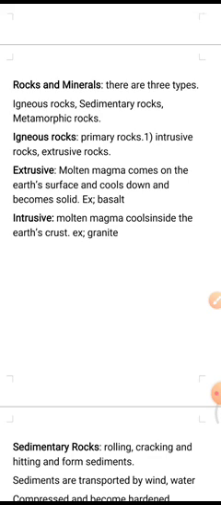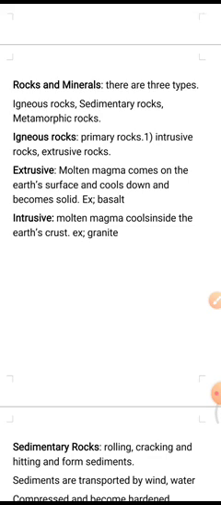They have a very fine-grained structure. An example of extrusive igneous rocks is basalt. The Deccan Plateau is made up of basalt rocks.